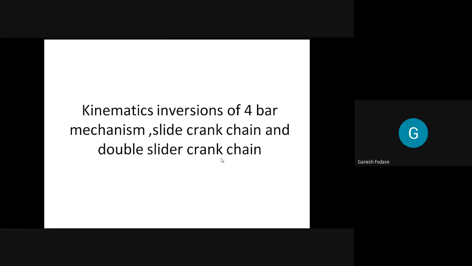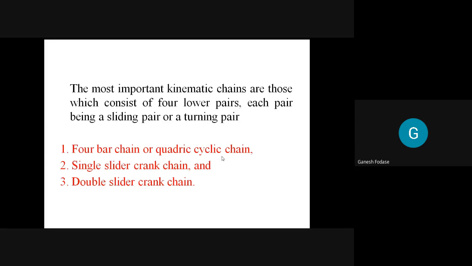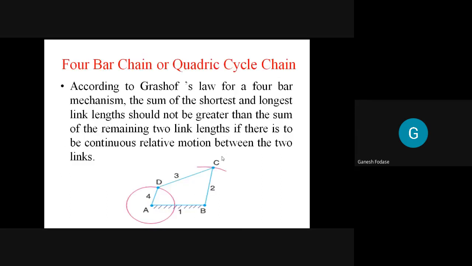So in the last lecture, we talked about what inversion is, and then we discussed three different mechanisms having lower pairs, like the 4-bar chain, single slider, and double slider. Based on Grashof's law, we discussed the different inversions of a 4-bar mechanism, like the crank rocker, then double crank, and then double rocker.